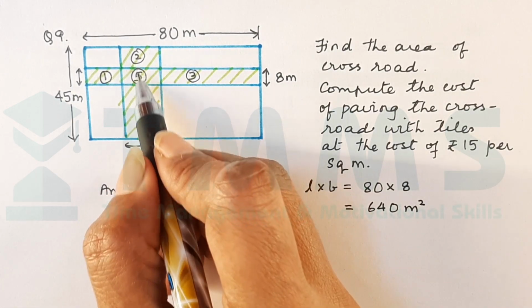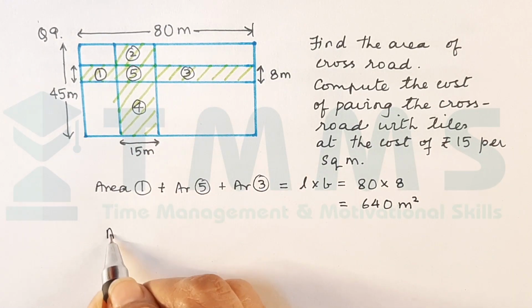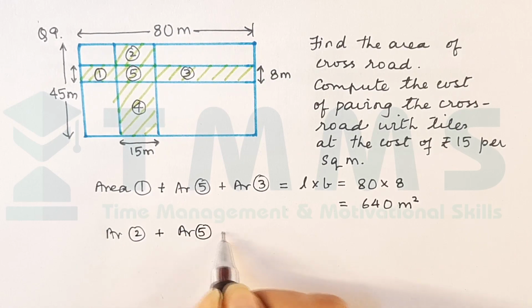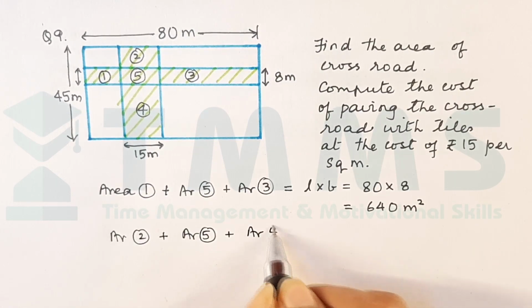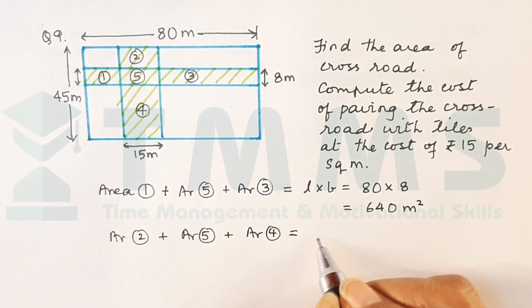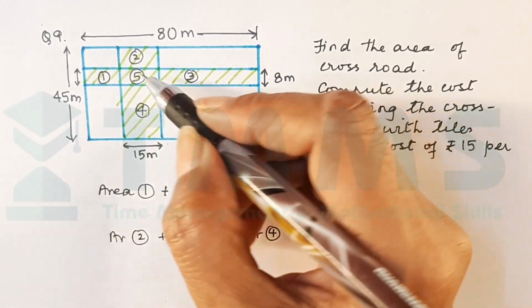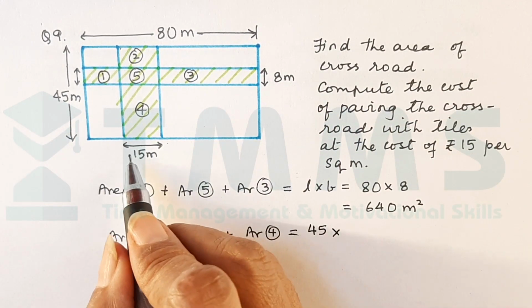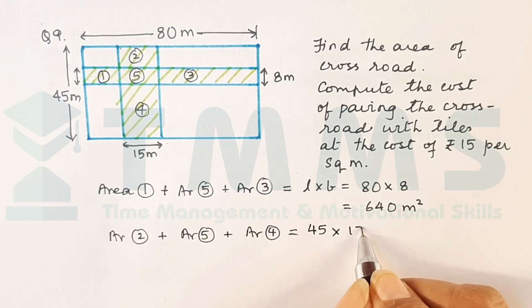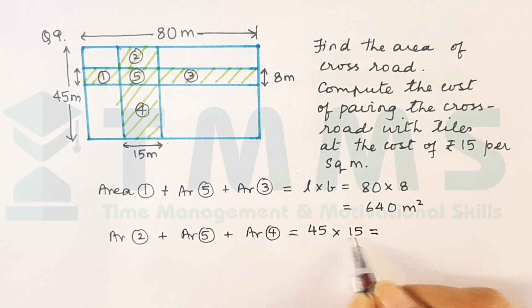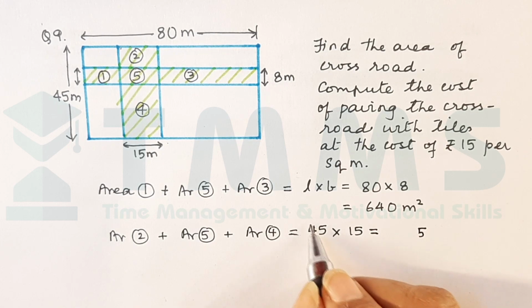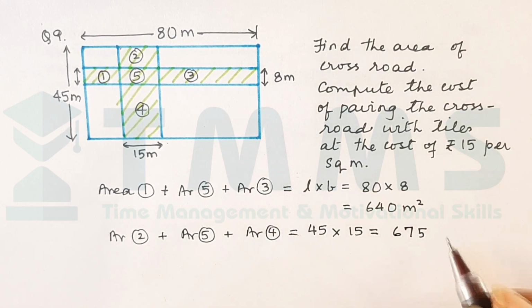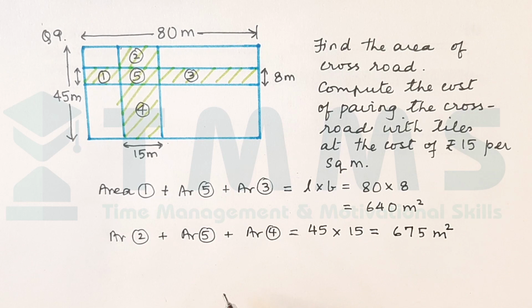Now if you look at this part of the crossroad, it will be area 2 plus area 5 plus area 4. And that again will have its length multiplied by breadth. Now the length is going to be 45 and the breadth is going to be equal to 15. And so if you multiply, 15 fives are 75, carry 7, 15 fours are 60 and 7 is 67, so 675 meters square.